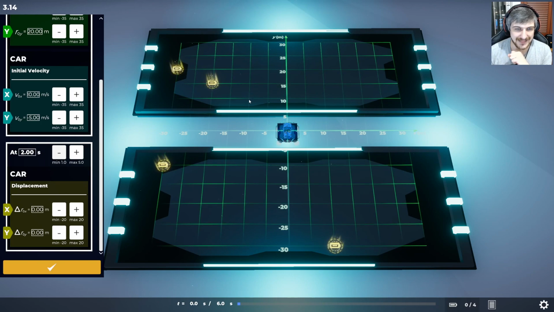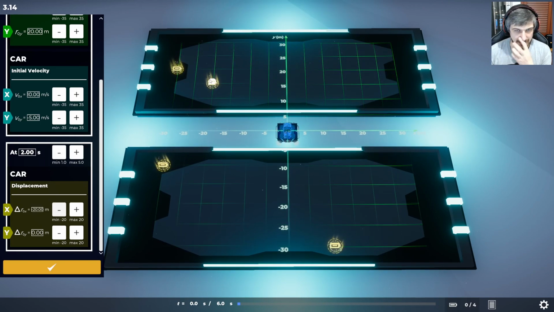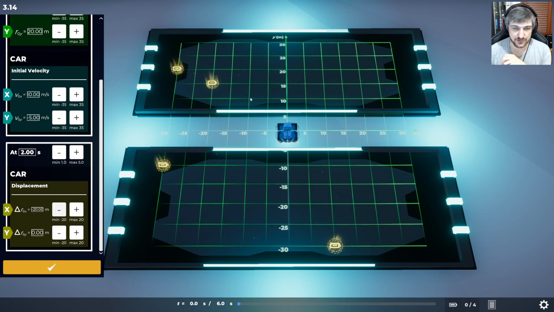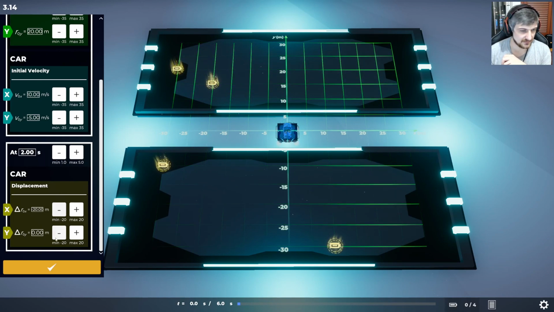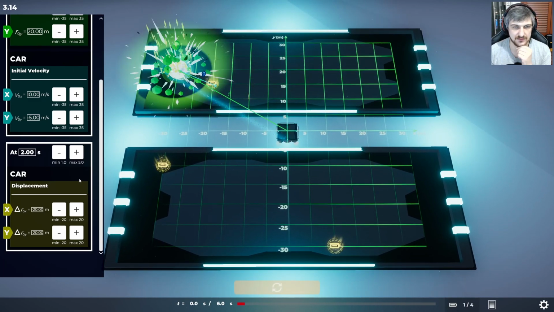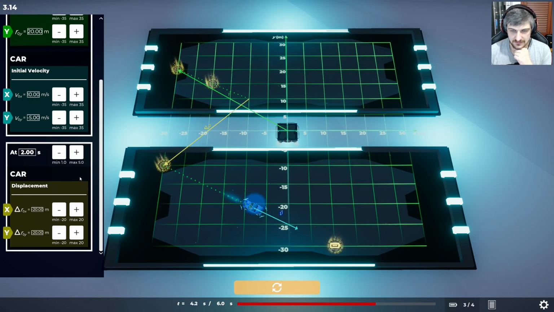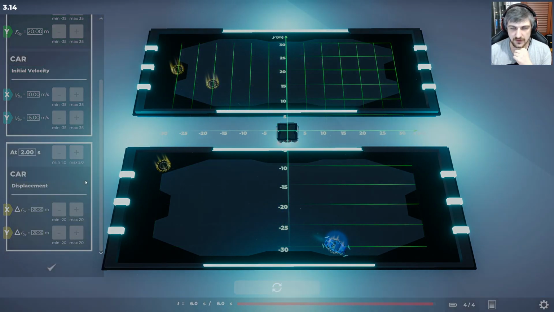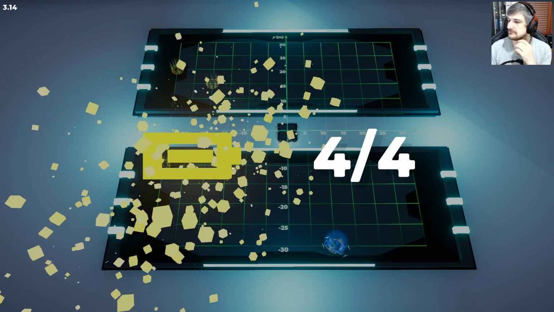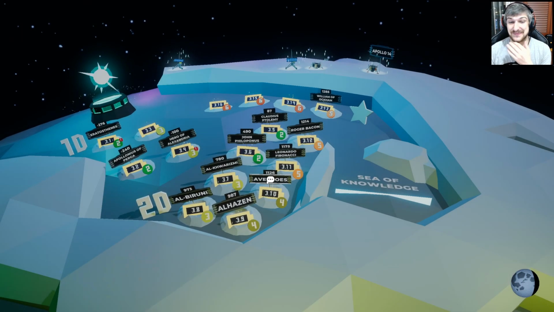We're going to be at -10, and we want to be at -30. So we're going to displace -20. We're going to be at +10, and we want to be at -10. So we're going to do -20. Let's test our theory. 3 and 4. Look at that. All right. Crushing it. Doing really well. This game's super cool, man.